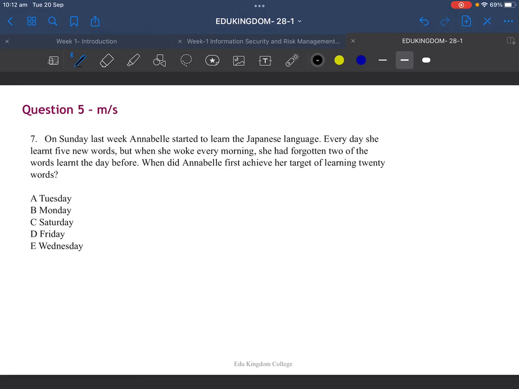Now, we have to think carefully about this because actually on Sunday, how many words did she learn? If you said 5, you are correct. On Sunday, she learned 5. Why? Because she only started on Sunday, so she would only start to forget the 2 words from Monday. Okay? How about Monday? How many words does she learn then in total?